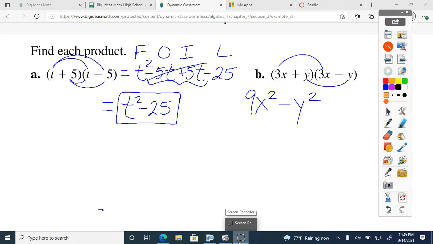So we had 3x times 3x is 9x squared, y times negative y is negative y squared. That's our answer. We can stop, okay? And we didn't have to worry about what was in the middle because we knew it was going to cancel. It's going to cancel every time it's like this. Everybody good? Alright.